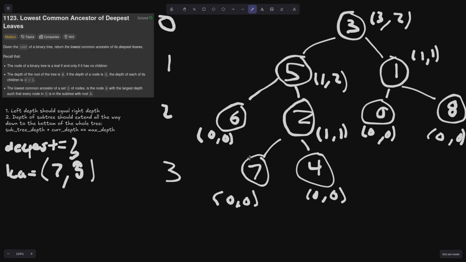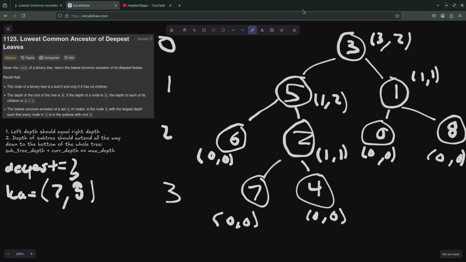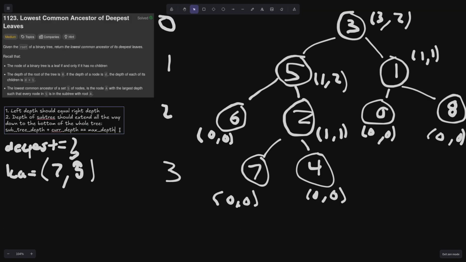All right, so 2 also satisfies our conditions. So do we want 2 to be our new LCA? Yes, we do. So our third condition is going to be: choose the highest parent, or we'll say ancestor, that satisfies these, what would I call this? These traits.